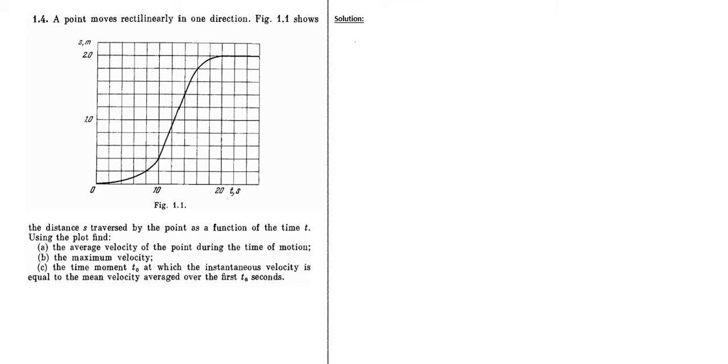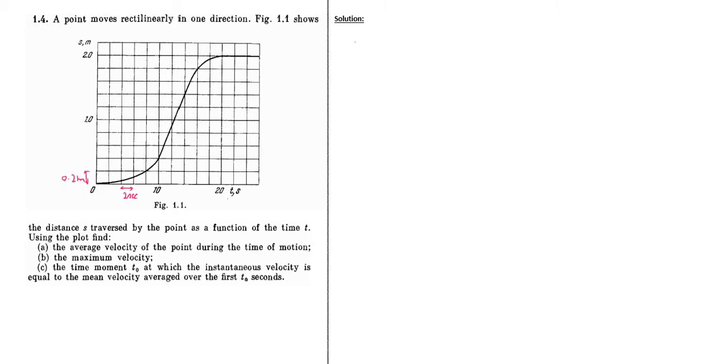So this is problem number 1.4. Here the graph given is a distance versus time graph. If you see the distance axis, here 1 meter is divided into 5 parts. That means one part will be of 0.2 meter. And here in the time axis, 10 seconds is divided into 5 parts. So one part will be of 2 seconds.